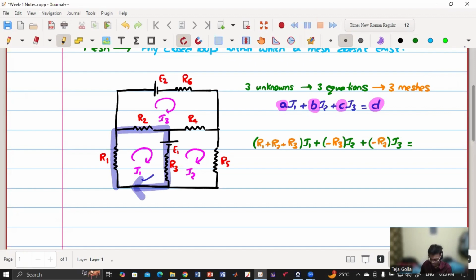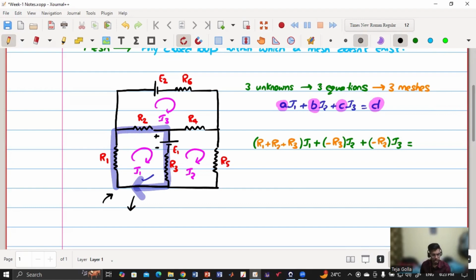So now if I start from this point and I'm going through and getting out at this point, what is the potential gain or drop that I have seen? If you see, I am going from a positive terminal to a negative terminal, which means there is a drop in the potential. So when I am traversing this loop in the clockwise direction, I have seen a drop in the potential, and I am only considering the voltage source, nothing else, because that's how we have to follow to get these equations.